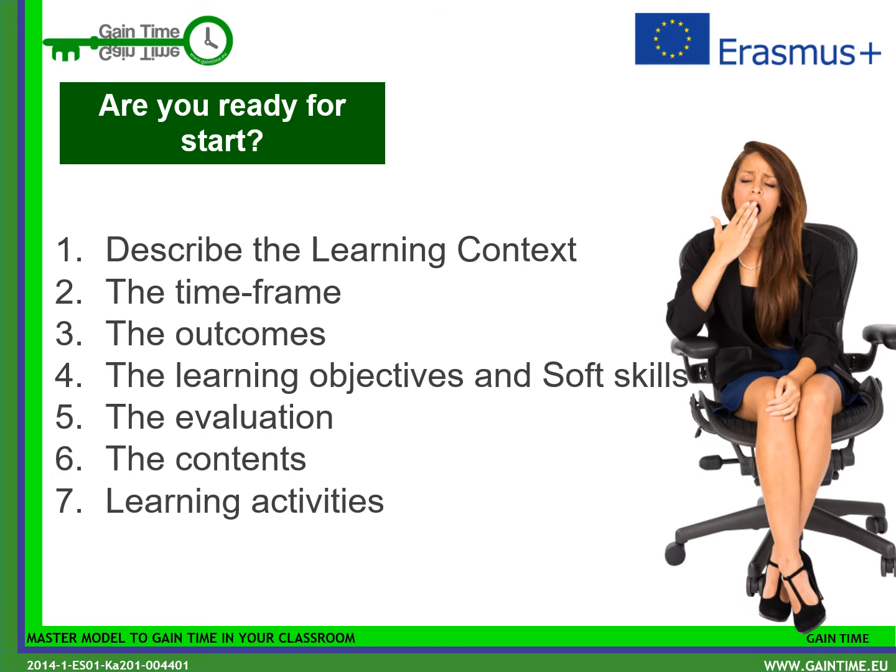After this short explanation about how to plan a learning strategy, it is time to do your own work. Are you ready? To start, think about the learning environment you would like to develop. Describe the context, the time frame, the outcomes, the learning objectives and soft skills, and the evaluation you want to implement. Then think about the learning activities that should be developed in order to reach the objectives defined. All learning activities and objectives should be aligned with evaluation.